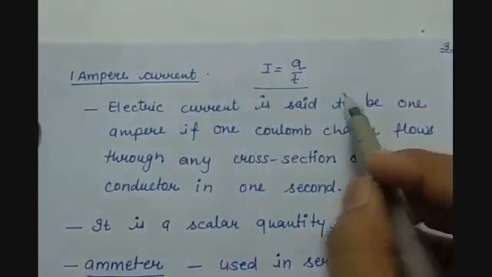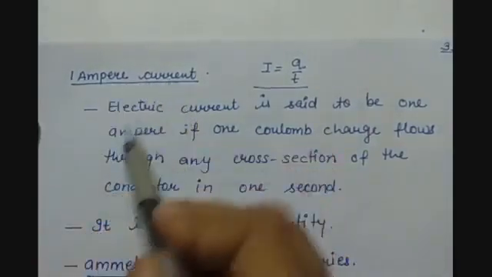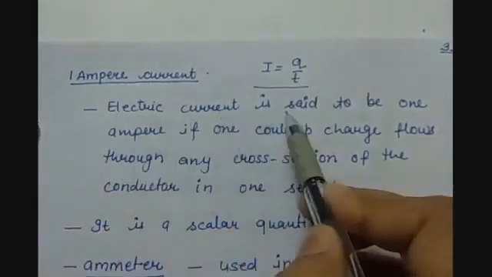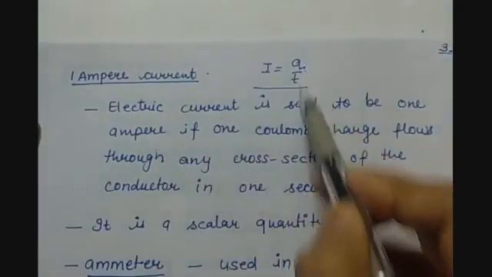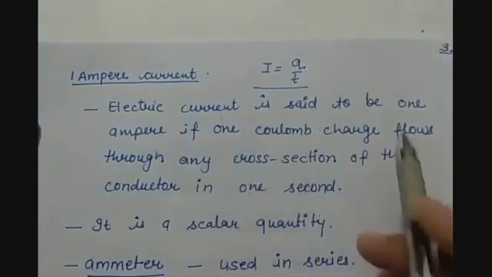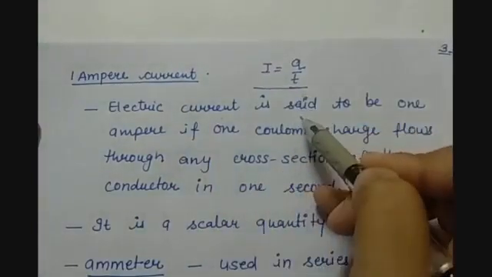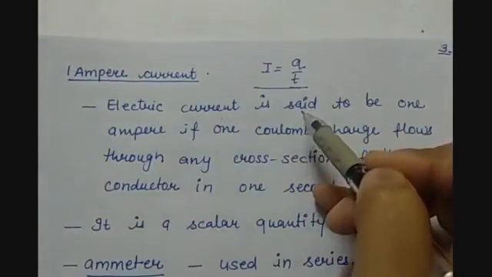if you want to define 1 ampere current, then how much is 1 ampere current? Electric current is said to be 1 ampere if 1 coulomb of charge flows through any cross section of the conductor in 1 second. Then current flowing through the circuit will be 1 ampere.